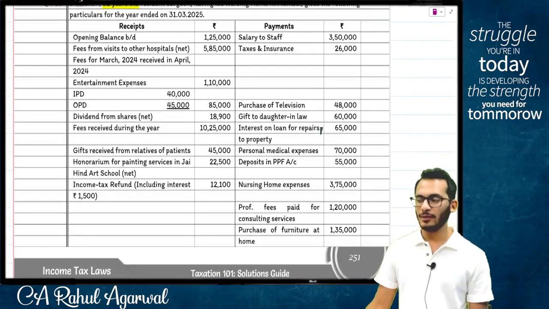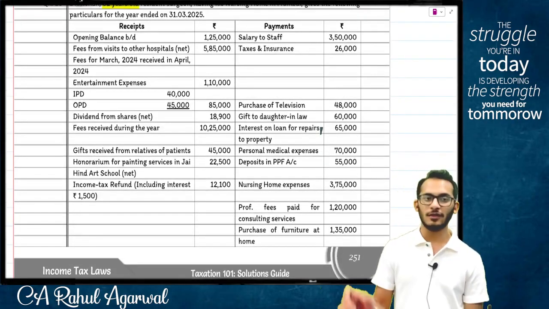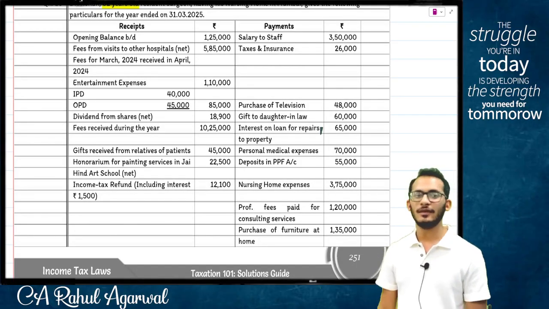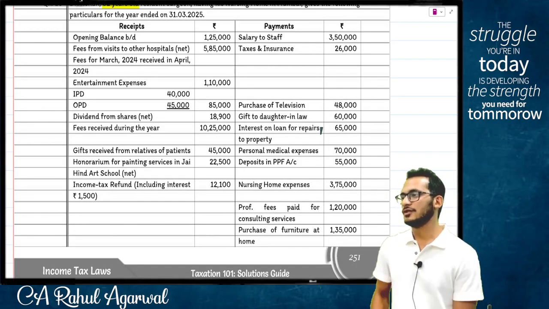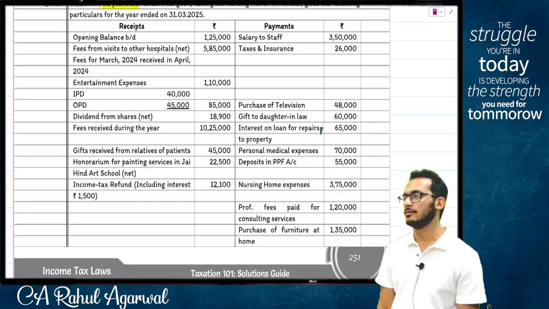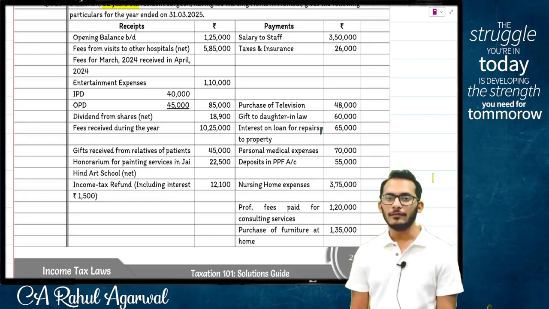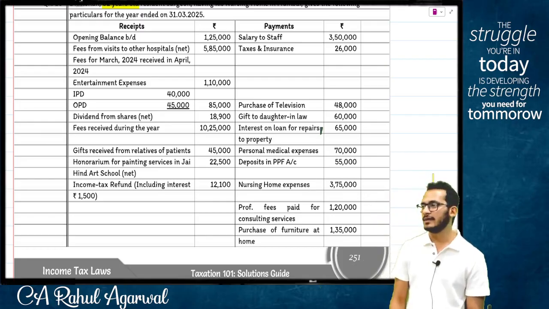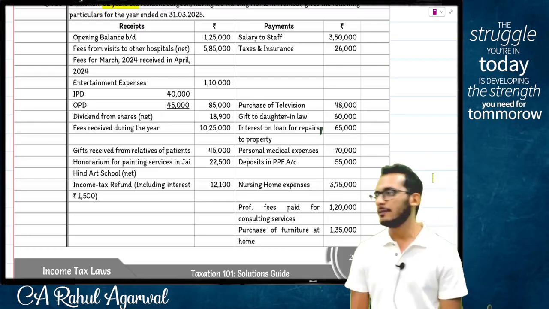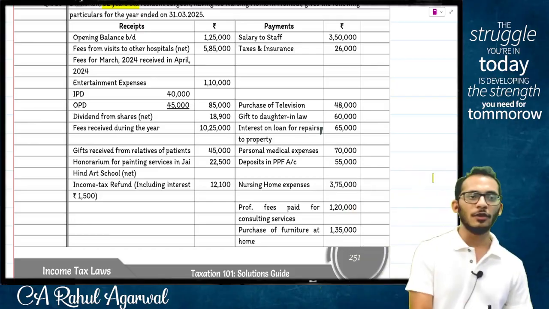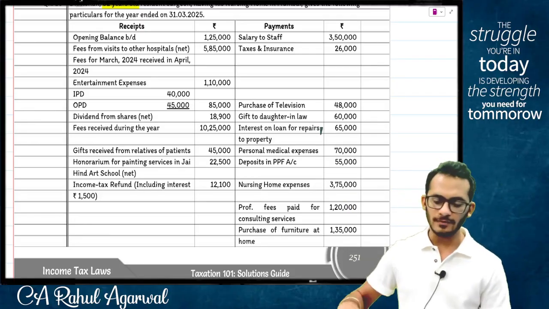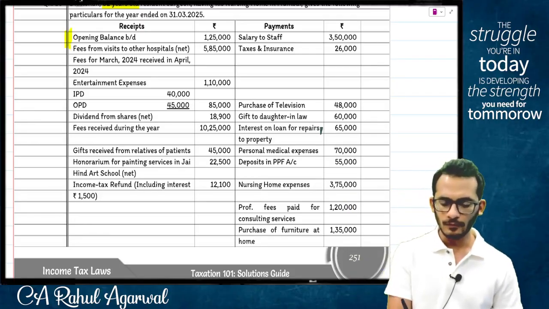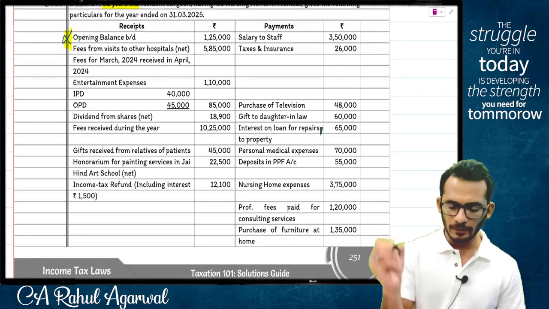Now, the question is a little complex, because if you notice, it shows a receipts and payments account. We need to prepare the P&L, or we can directly prepare PGBP and other heads. Let's look at the items one by one. You tell me what to take, what to ignore. First item says opening balance. I am ignoring the opening balance.